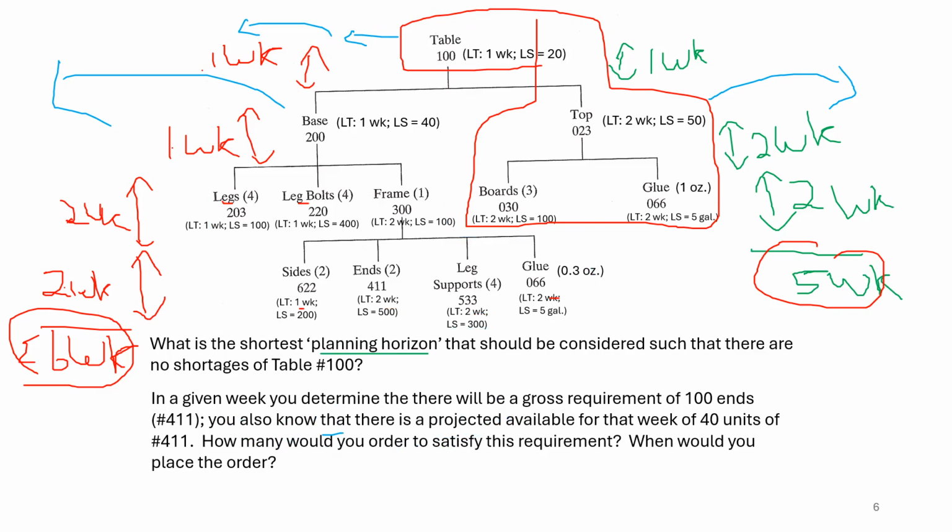So the next, let me just quickly erase this. Yeah. So now let's consider this problem over here. In a given week, you determine that there will be gross requirements for 100 ends, which is code number 411. So we are talking about this particular part. You also know that there is a projected available for that week of 40 units of 411. How many would you order to satisfy this requirement? When would you place the order? So we require 100 ends in one particular week. We already have 40 with us. So now we require 60 more.